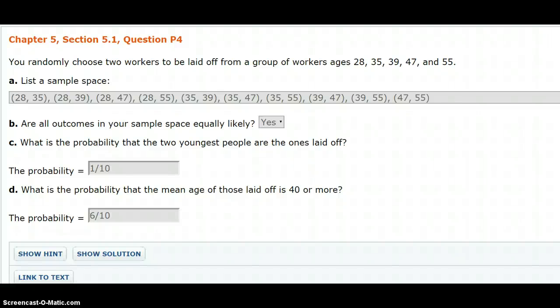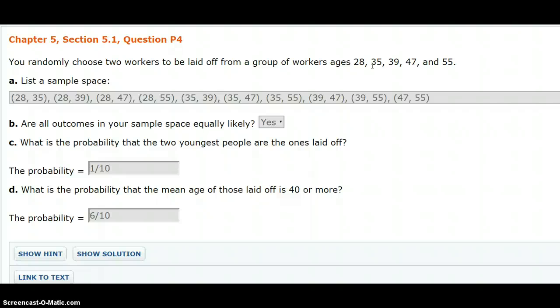Hey, this is section 5.1, question P4, and we're getting into probability here: randomly choosing two workers to be laid off from a group of workers. So there's 5 of them, and we're going to choose 2 of them. You may remember the formula 5 choose 2, with the parentheses around the 5 and the 2. You could use it to figure out how many outcomes will be in your sample space.